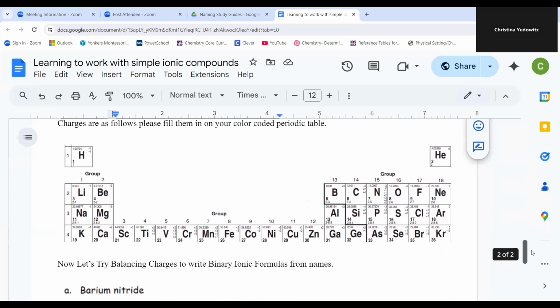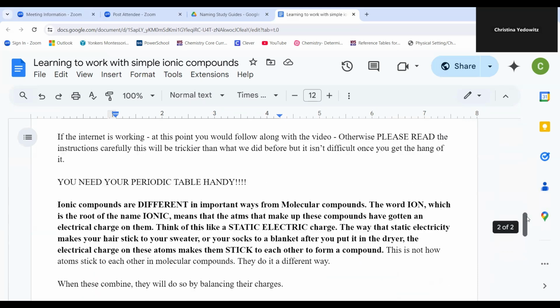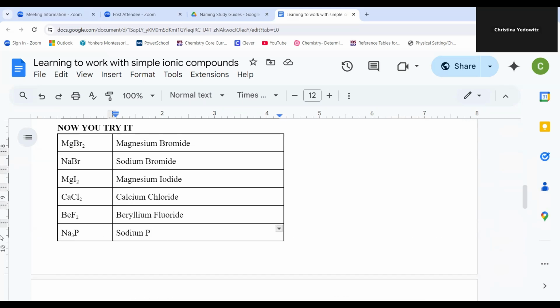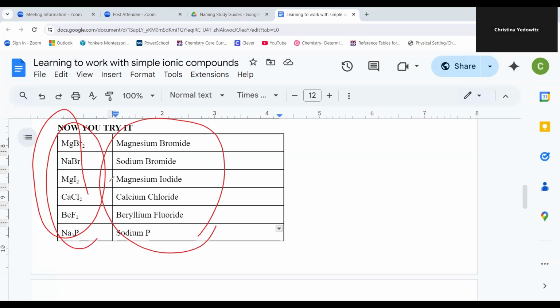So, like yesterday, we did molecular compounds. We looked at the molecular formula and then we wrote the name. And then we also looked at the name and we wrote the formula. Okay, so just as a refresher, what is a chemical formula? That's this right here. These are formulas, these are names.